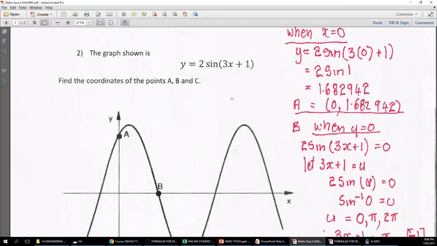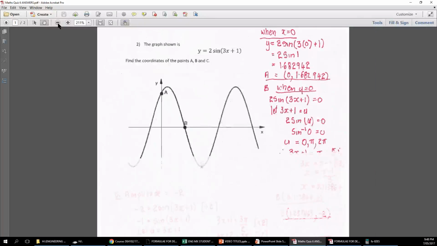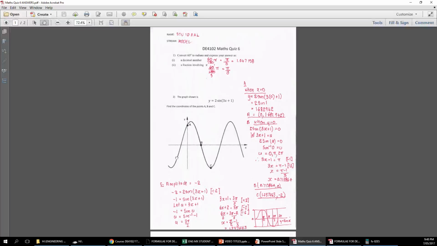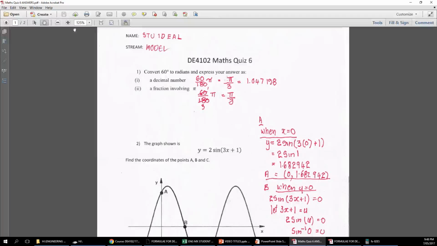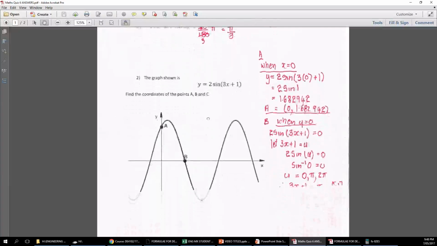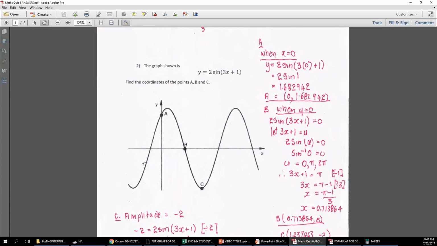Right, now the graph shown there, we might need to get a bit smaller just to get it all fitting in. The graph shown there is y equals 2 sine 3x plus 1. And we're looking at it here. It's a sine graph. And we've got to find the coordinates of A, B, and C.